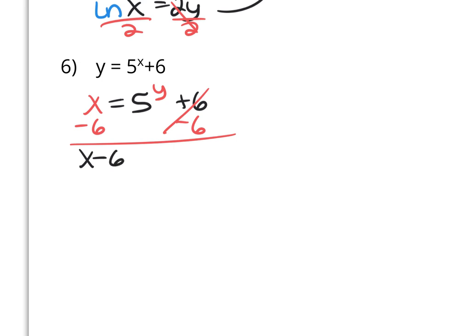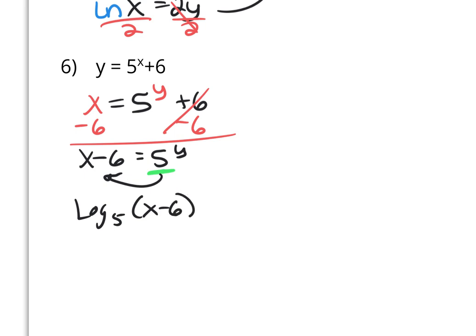So x minus 6 equals 5 to the power of y. Now we're good. Start at our base, log base 5 of this entire thing. Since there's more than one piece, I do require that I put parentheses around that x minus 6. So if you forgot the parentheses, put them in, please. And then it equals y.